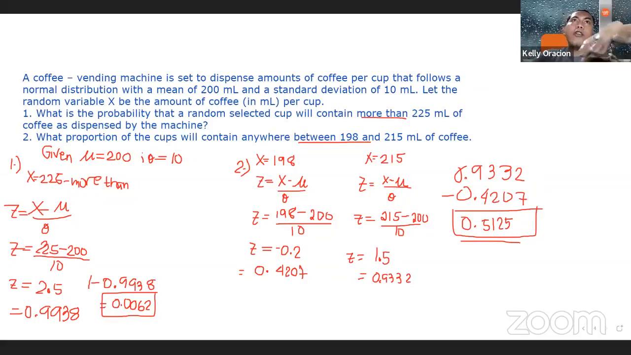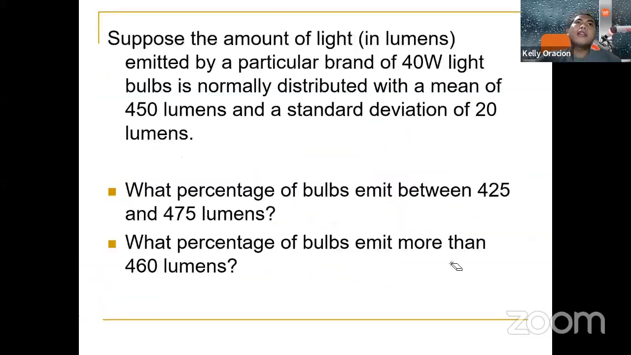So this is what I want you to answer, class. Another real-life application. Let me remind you about this one: if the question asks for a percentage, your answer should also be in percentage. Again, if the question is what percentage, make sure your answer is in percent. Okay?